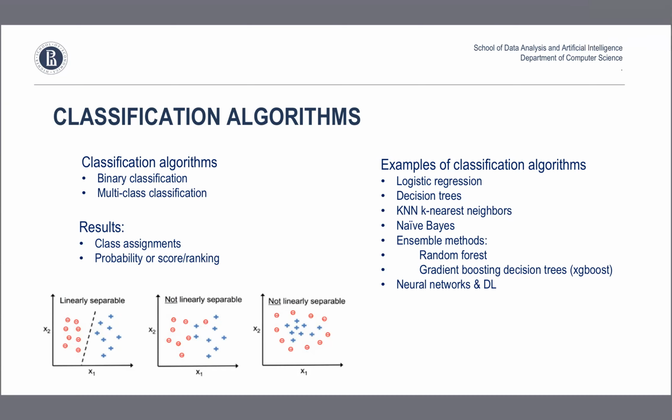Okay, I understand. Thank you. And then the results, what does it mean, like class and probability or score ranking? Oh, probability or score, this means, like we discussed before, you can have a hard assignment saying this picture is a dog or this picture is a cat. Or we can have a score or probability, when your algorithm is not very confident. We think it's a dog with a probability of 80%. Or we think it's a cat with a probability of 30%. Or it's 50-50, right?